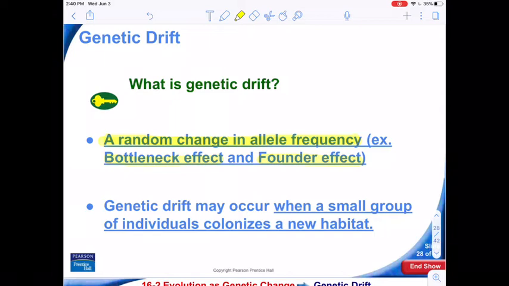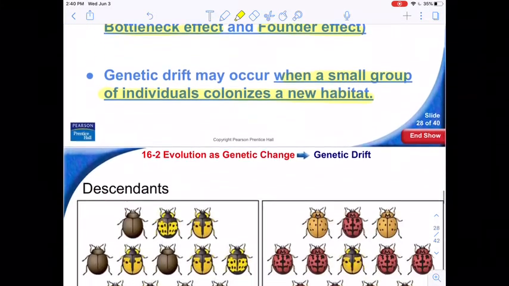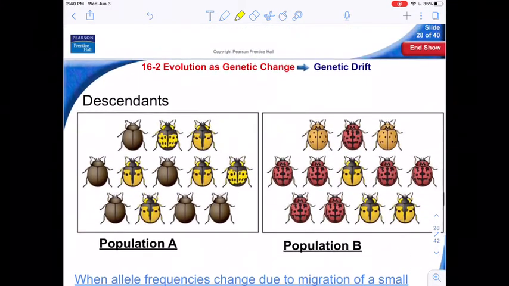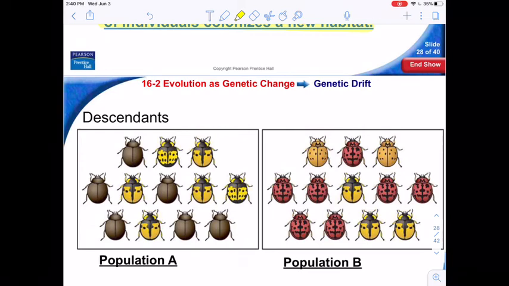Most often, genetic drift affects small groups of individuals when they colonize a new habitat. So if it's just a few individuals, and we'll look at a ladybug example here, and you have an example on your page as well. So just a few ladybugs from the initial population went off and decided to colonize their own populations. We have population A is now made up of mostly brown and yellow ladybugs.